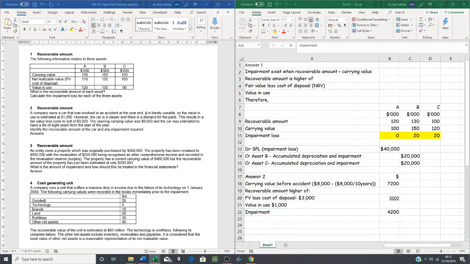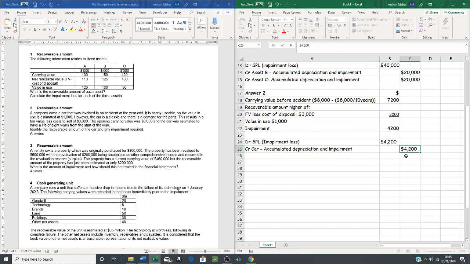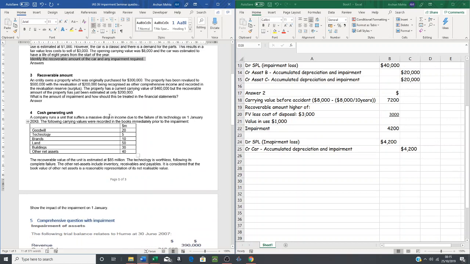How are we going to account for it? Again, the asset was not previously revalued, so the entire loss is taken to the statement of profit or loss, and we are going to credit the accumulated depreciation and impairment account by 4,200. So 4,200 will reduce the carrying value of the asset. The carrying value was 7,200, and it will come down to 3,000 by charging an extra 4,200. Okay, good.